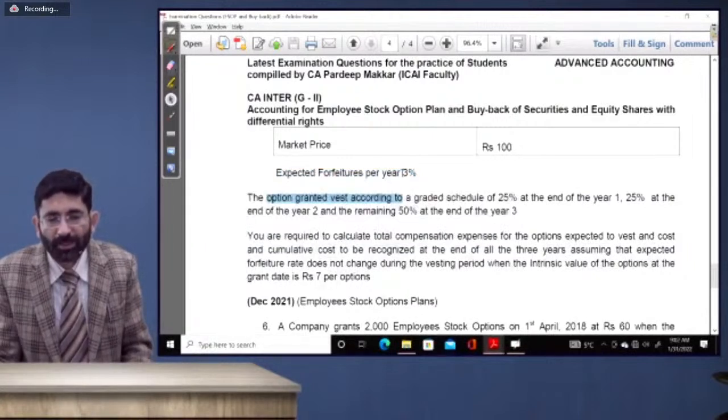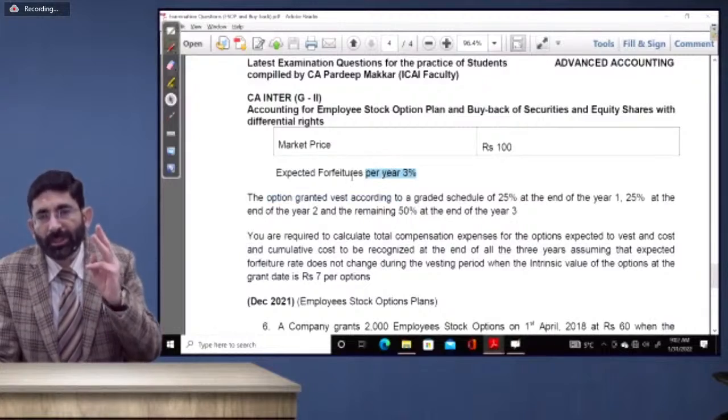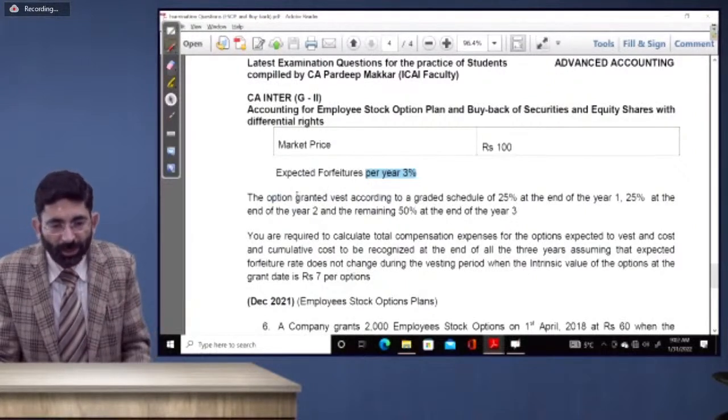He says 3% forfeiture will be there in every year. So how much period is there? There are 3 years. Vesting period is 3 years. So every year there will be a 3% forfeiture. The options granted vest according to the graded schedule of 25%. He says at the end of first year 25% shares will be issued. At the end of second year 25% further shares will be issued. Remaining 50% will be issued at the end of third year.